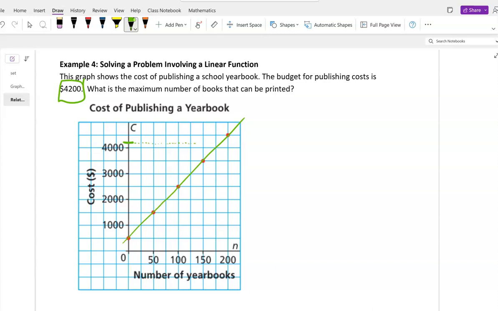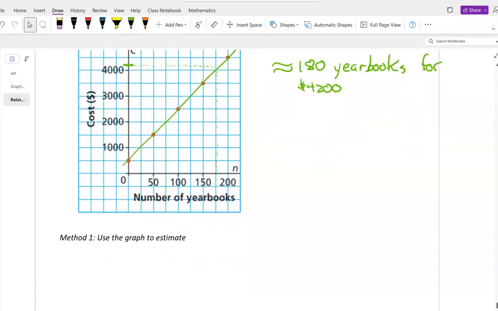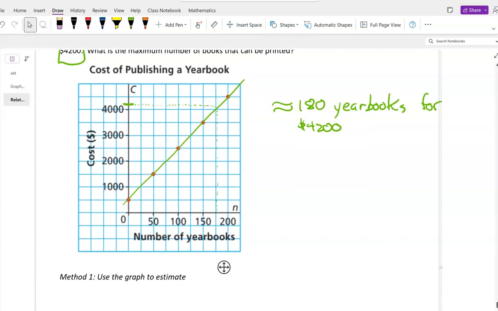$4,200 would take us to about right there on the line. And that, to me, looks like it would be approximately a bit more than 175. So I'm going to say approximately 180 yearbooks. Looks like I could have 180 yearbooks for $4,200. Now, that's just an estimate. We'll see if we're accurate as we get going with this question. That's using the graph to estimate.